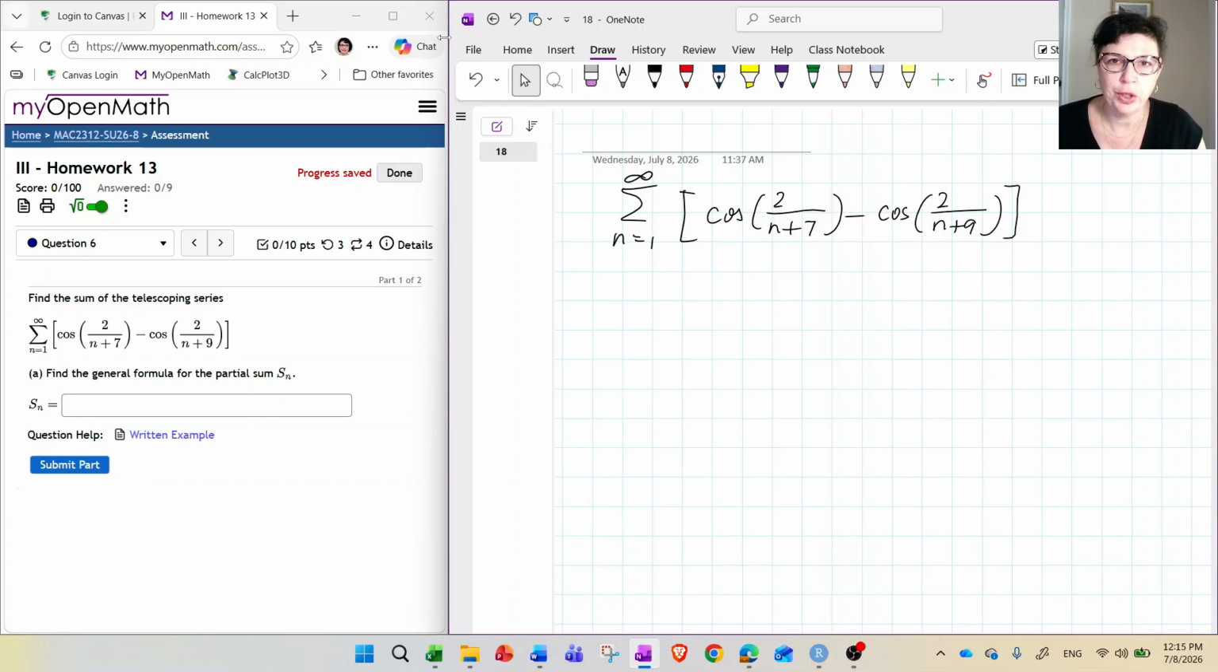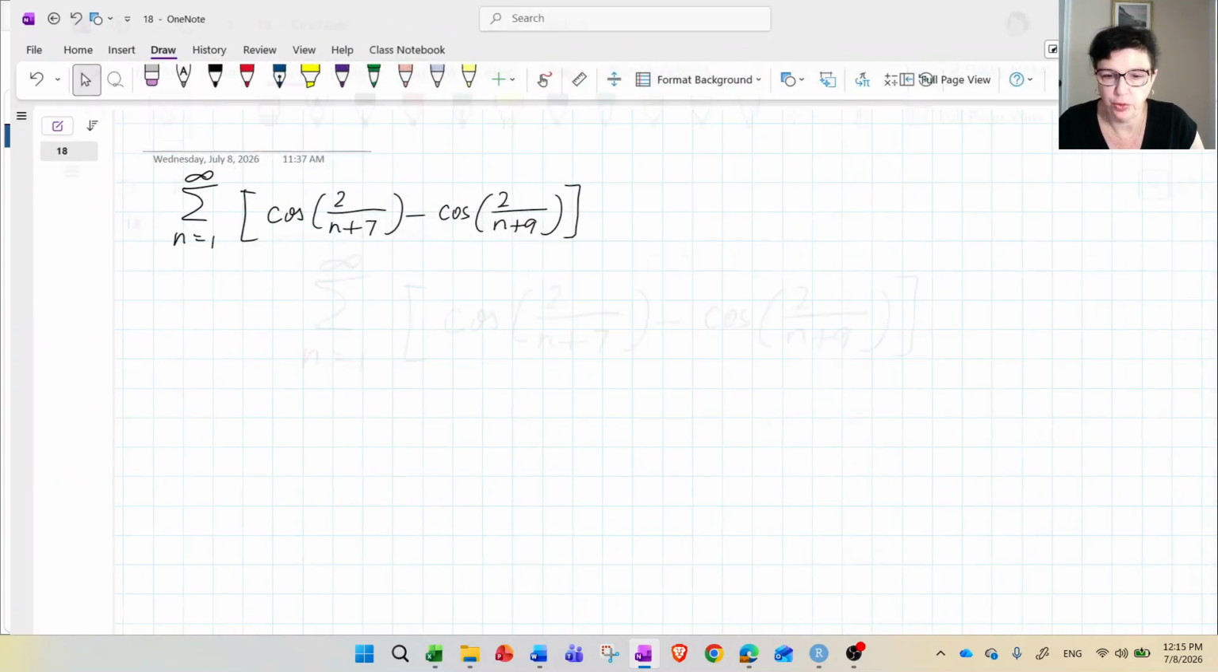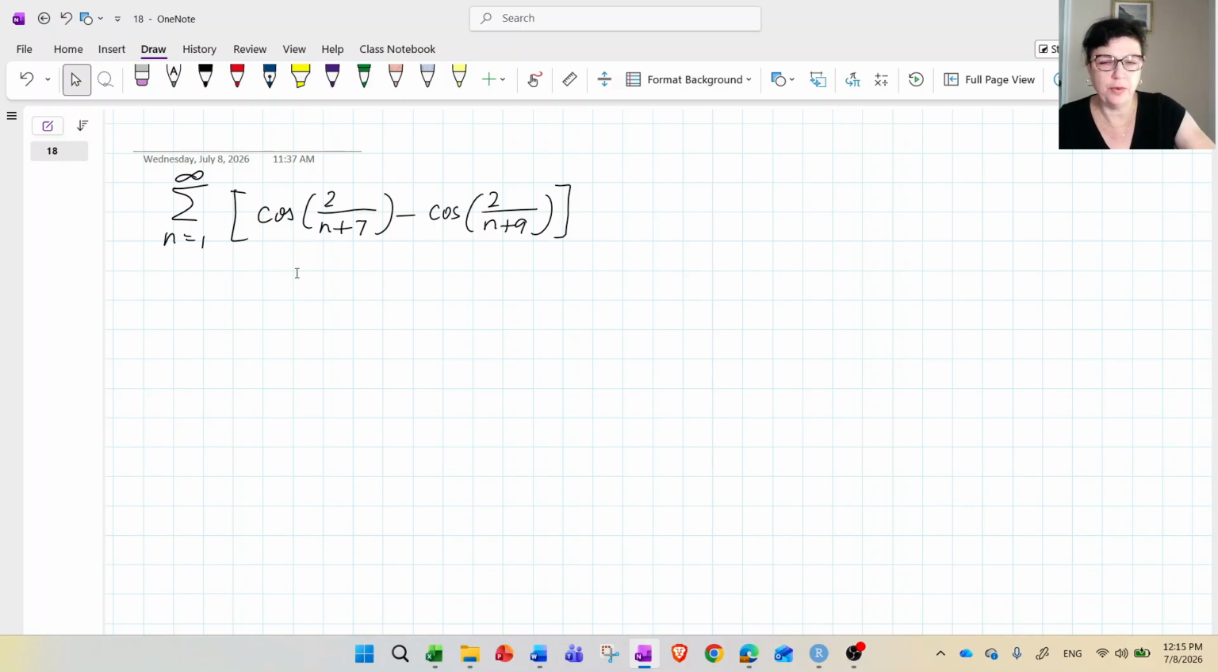In this video, we're going to look at how to find the sum of the following telescoping series. Now, this one is actually pretty difficult. That's why I wanted to record a video. Basically, what we want to do is figure out if there is some kind of pattern to the partial sums.